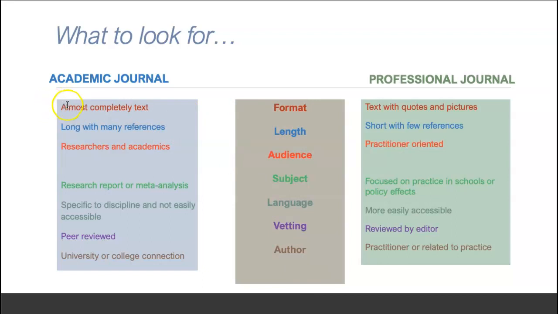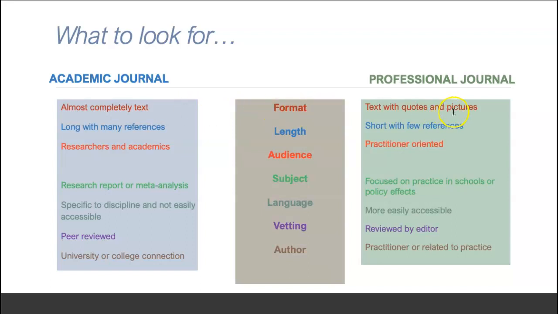In an academic journal, you'll find that it's almost completely text. There may be some charts, there may be some graphs, that sort of thing, but almost never are there pictures in an academic journal. And if there are, there's some particular kind of significance for them. They're not just there for decoration.